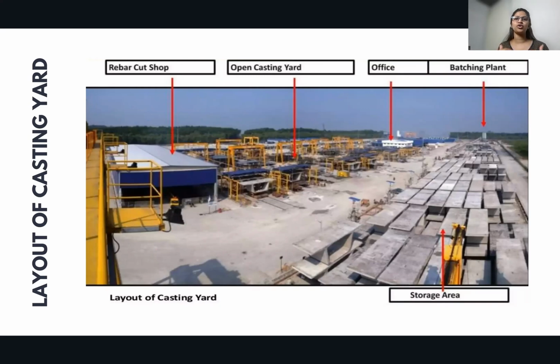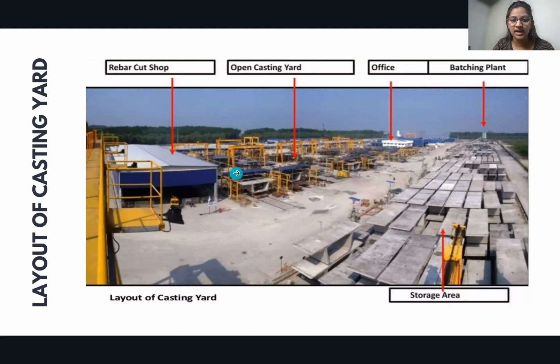The rebar cut shop is where most of the BBS works, most of the reinforcement works, the bar works, all of these things take place. So storage of all of the bars, marking of them, the location of them, the bending of these bars, all of those work will be taking place over here. And then we have the open casting yard.